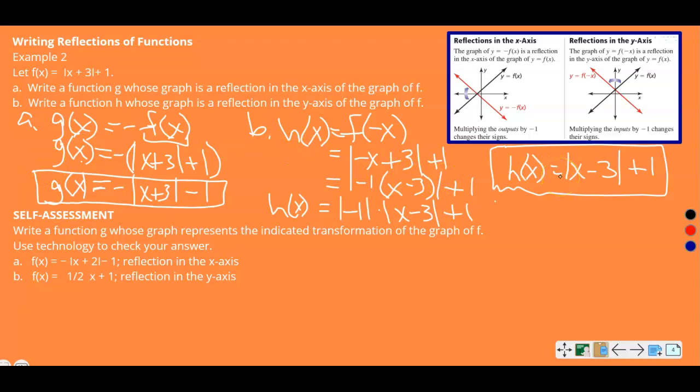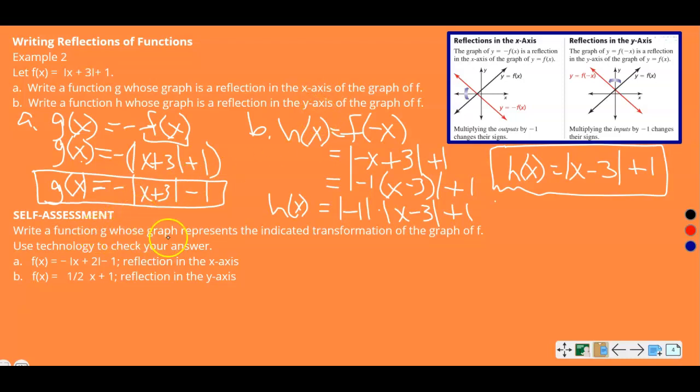Again, if you want to see what those look like, use your graphing calculator to graph the parent function, and then both a and b to see if the functions we wrote look like a reflection across the x and y axis.